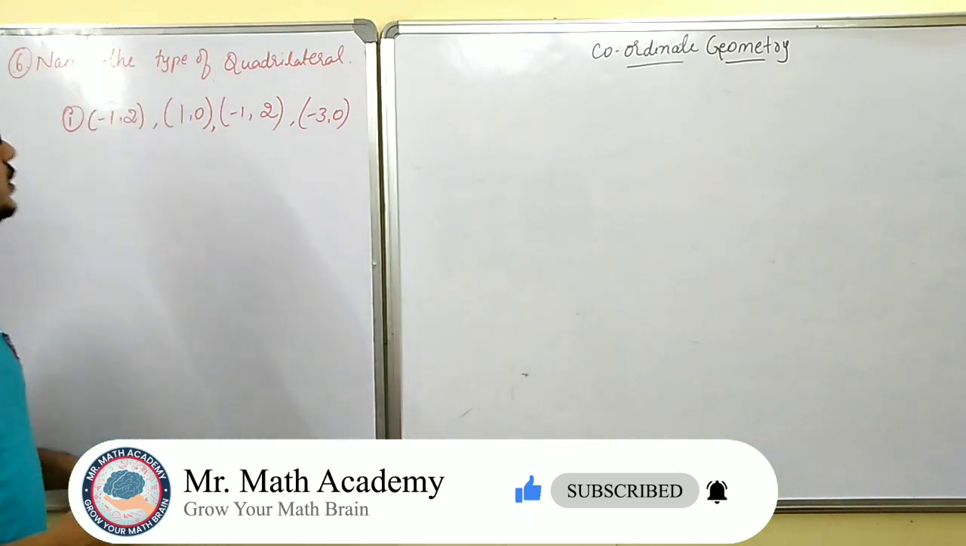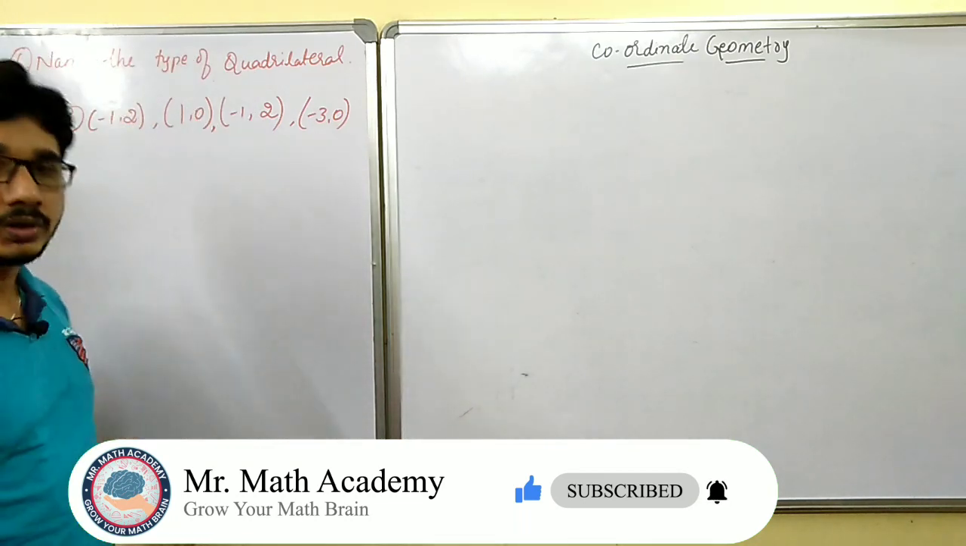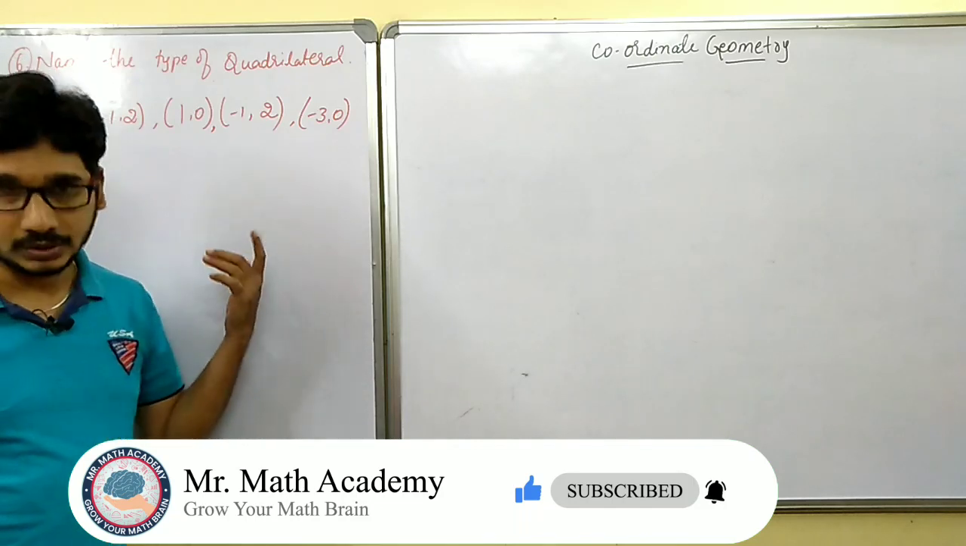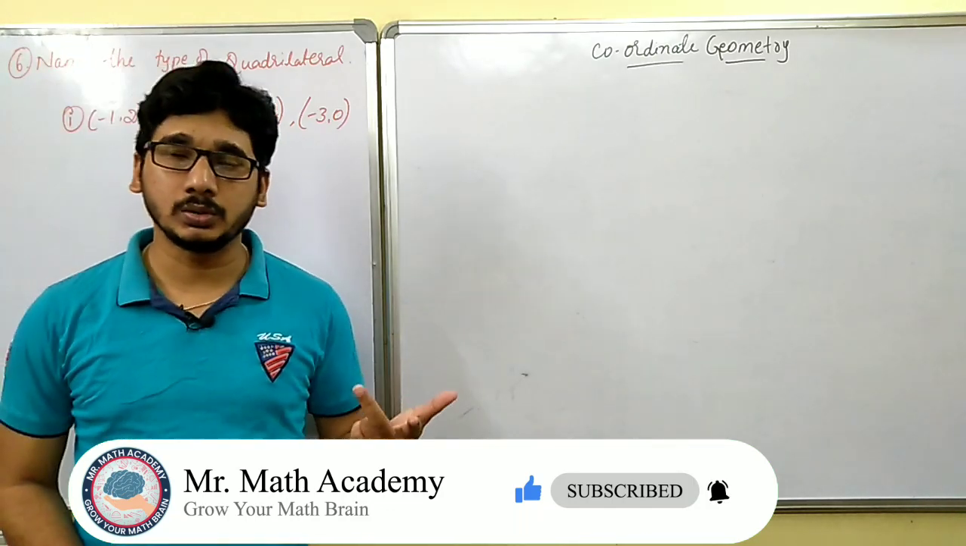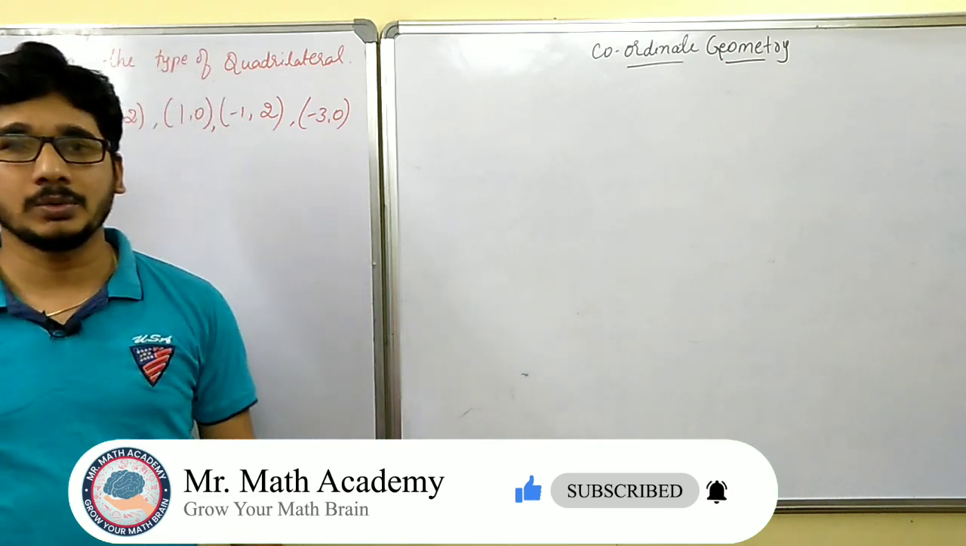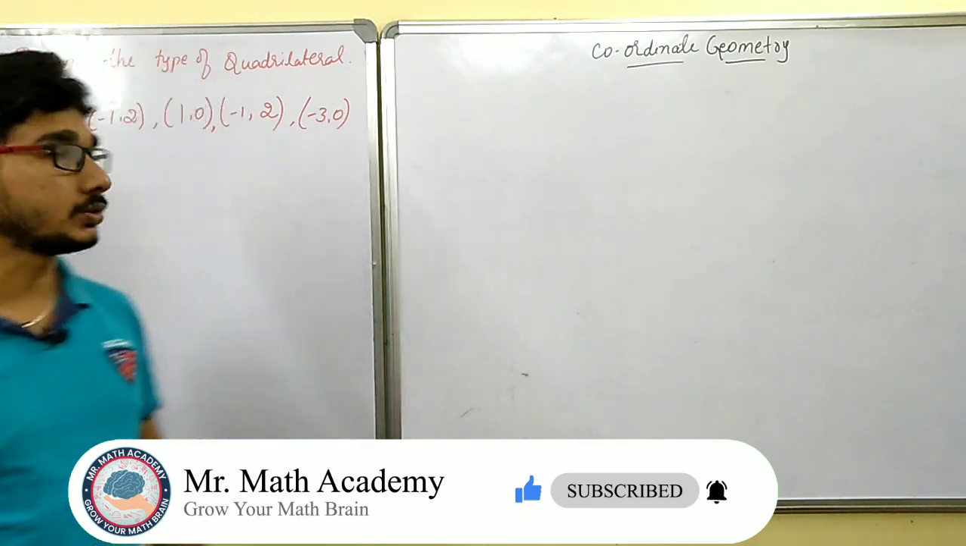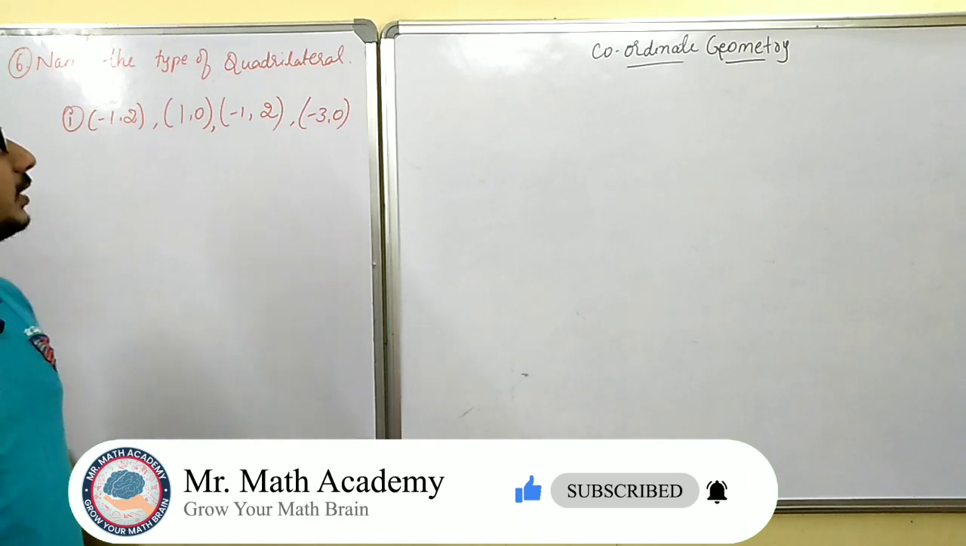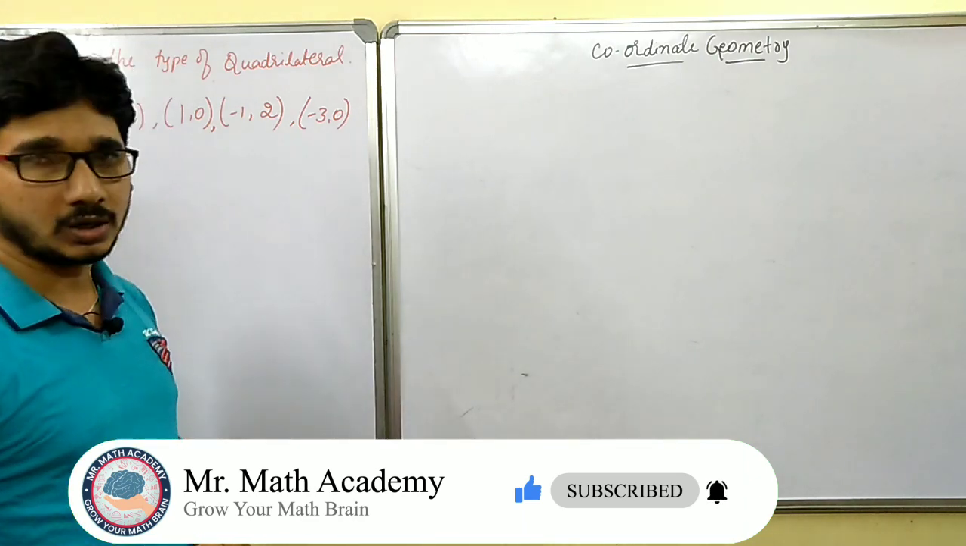So what is the question given? Name the type of quadrilateral. There are 3 questions here. I will solve one, the remaining 2 are the same. You try yourself. If you find any difficulty, put it in the comment box so that I'll go for that. Okay, next. So what have they given? Name the type of quadrilateral. Which type of quadrilateral do we have to find?